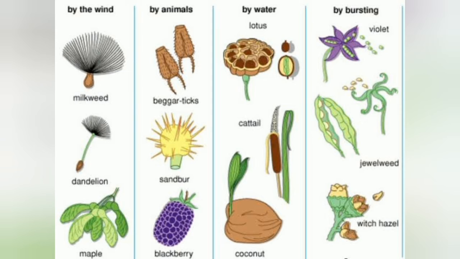Next agent of dispersal is water. Fruits of coconut, lotus, and lily are dispersed by water. As these are found near the water, their seeds are carried away by water to far off places.